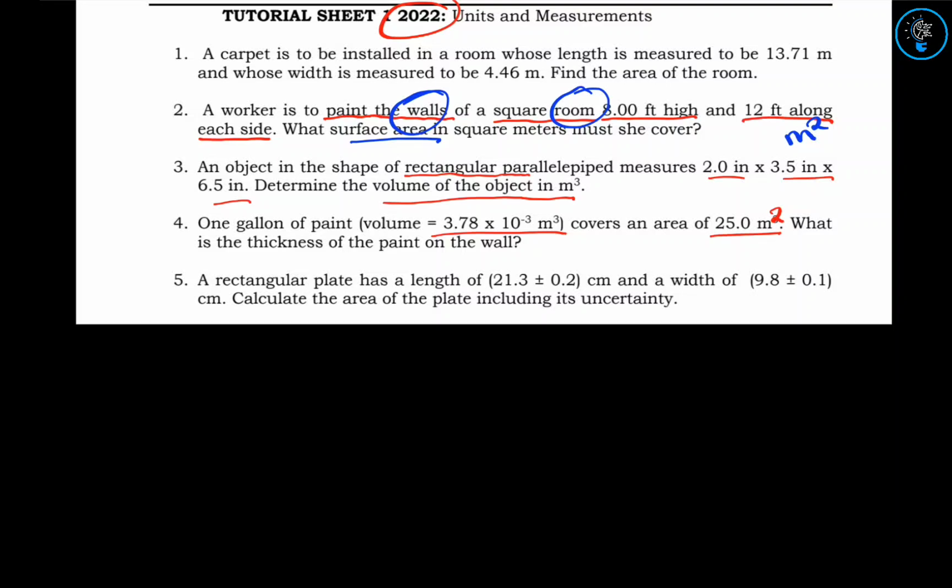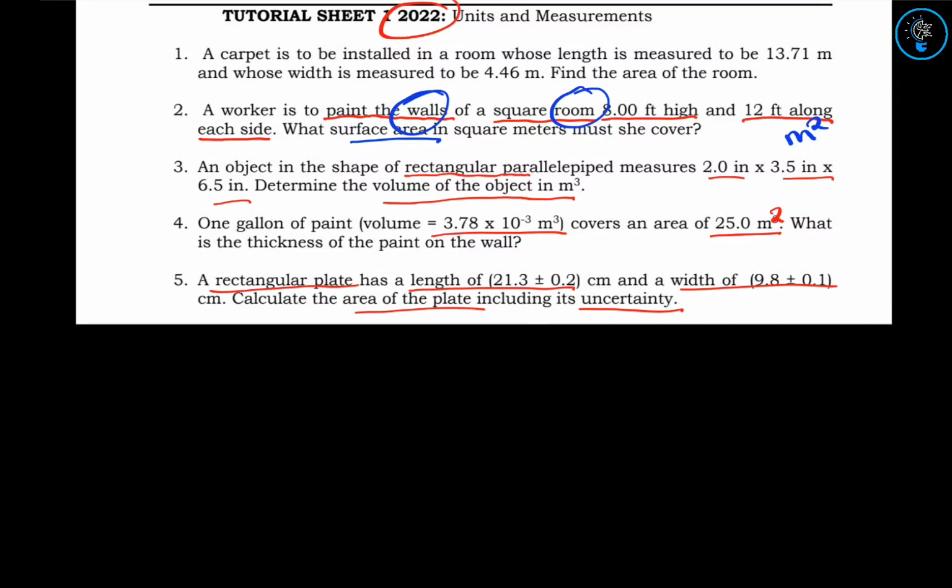Okay guys, let's now handle the last question, which is question 5. We are told the rectangular plate has a length and a width. Then we are told to calculate the area of the plate. Don't forget, we need to include the uncertainty.